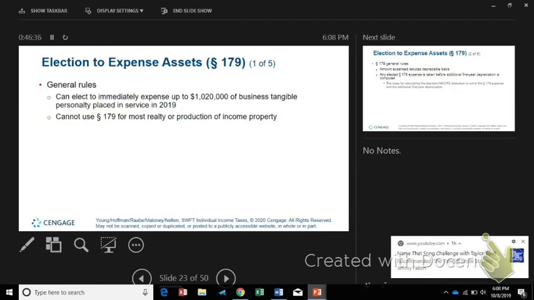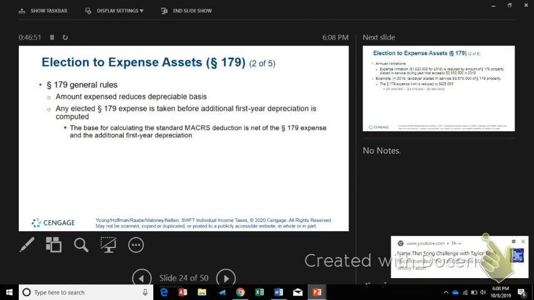So if Dr. Payne placed into service, it was under that. He can expense it all. All right. Section 179 cannot be used for most realty or production of income property.